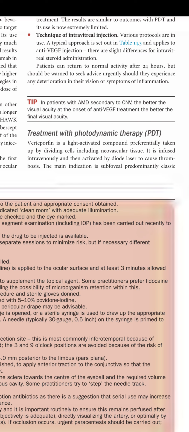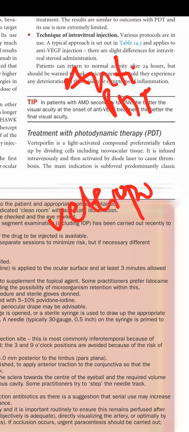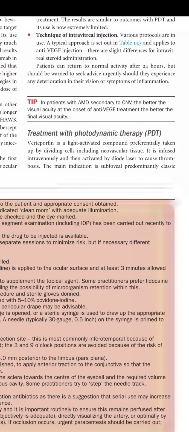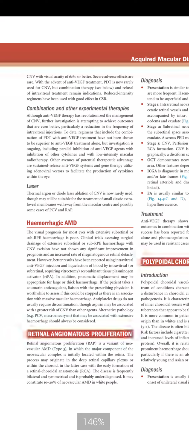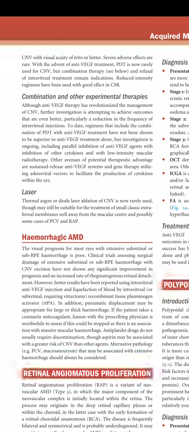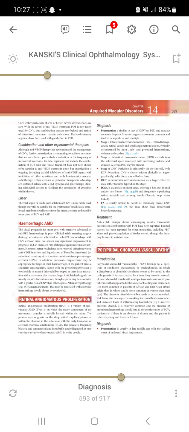So next is treatment with photodynamic therapy, or PDT. The first line of treatment is anti-VEGF; next is PDT. Verteporfin is a light-activated compound preferentially taken up by dividing cells, including new vascular tissue. It is infused intravenously and then activated by a diode laser to cause thrombosis. So in PDT, you inject the agent verteporfin intravenously and then you activate it with the diode laser. The main indication is subfoveal predominantly classic CNV with a visual acuity of 6/60 or better.